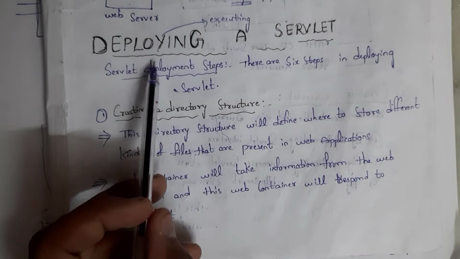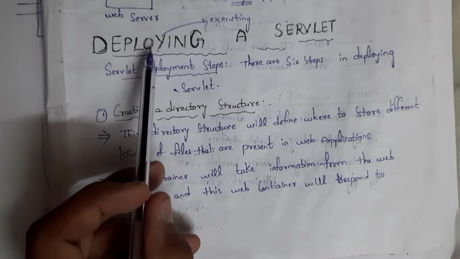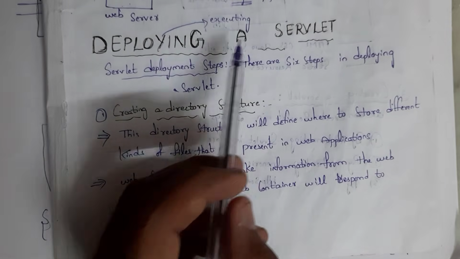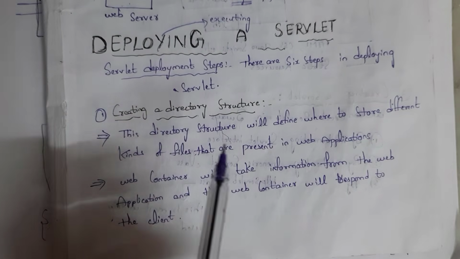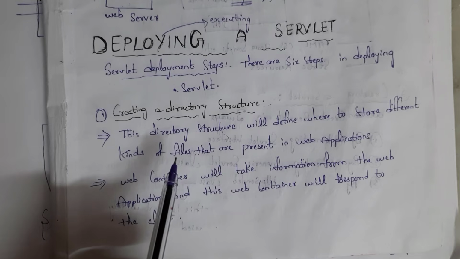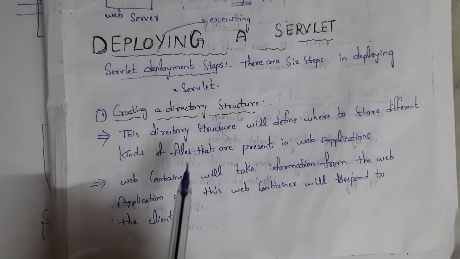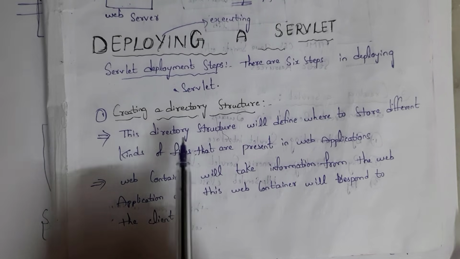Next topic is deploying a servlet. We also call this deploying as executing. How will we execute a servlet? There are completely 6 steps involved in executing a servlet. The first one is creating the directory structure.